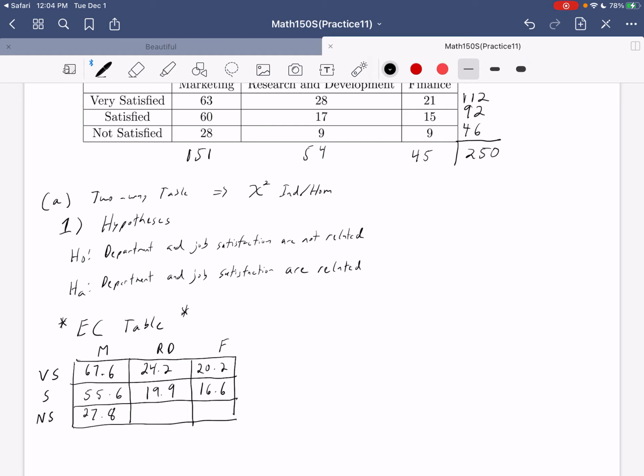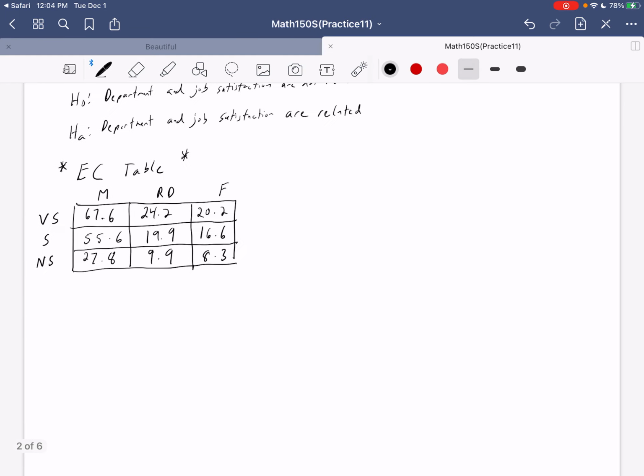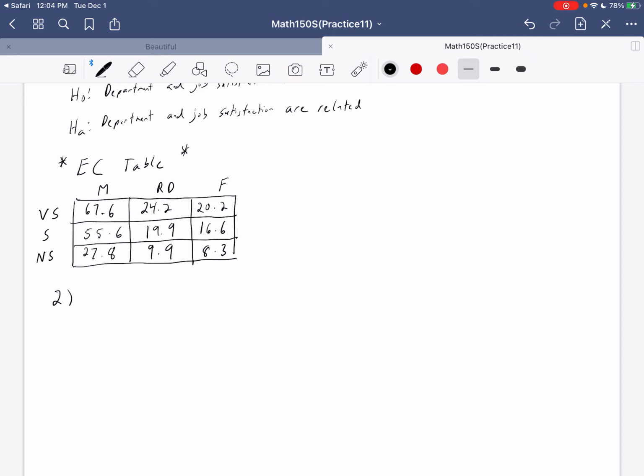That should be 9.9. And then finally, 46 times 45 divided by 250. Looks like we should get 8.3. So there we go, there is our expected counts table. All we're doing is a row total times column total divided by table total for each one of these values. Okay, now that we have that expected counts table, we can go on and check our conditions. So let's go ahead and do that.